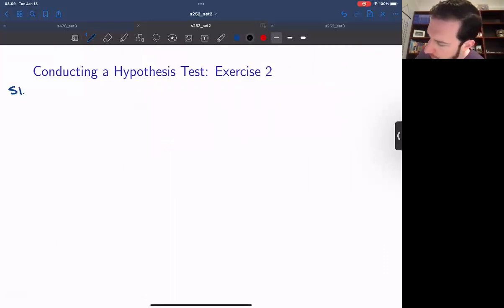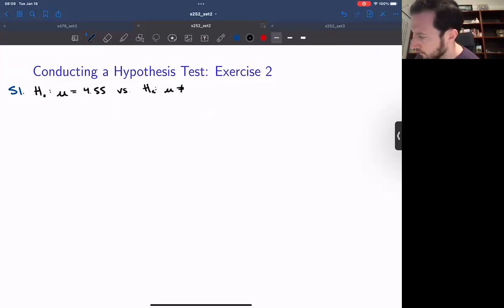Okay, so we're testing if there's a difference between the means, the mean in 2015 compared to the mean in 2005. We're treating this as a single sample test. So we're going to have the null hypothesis that mu is equal to 4.55, versus the alternative that mu is different from 4.55. As stated before, alpha is equal to 0.01.